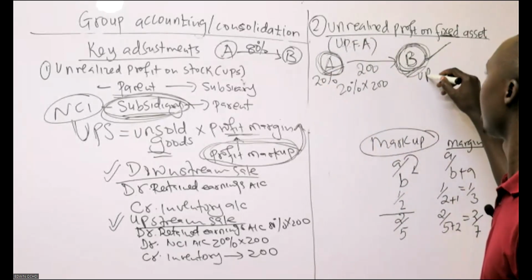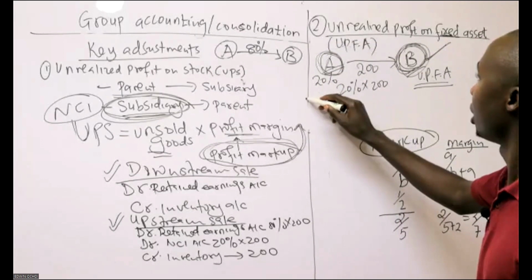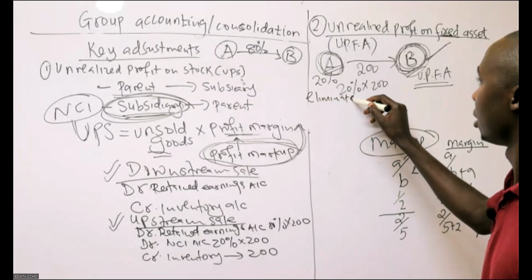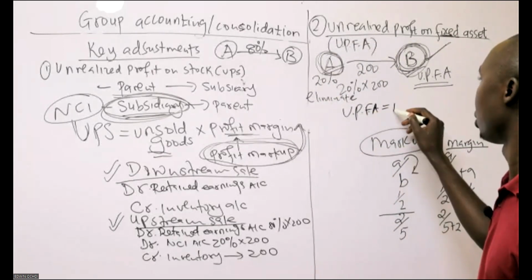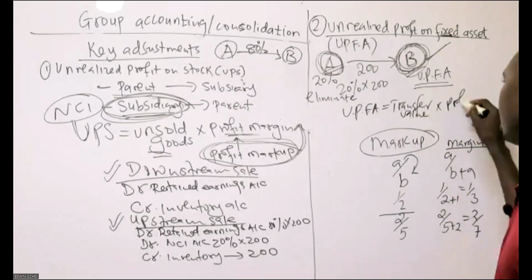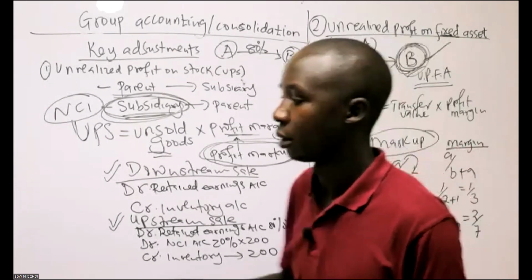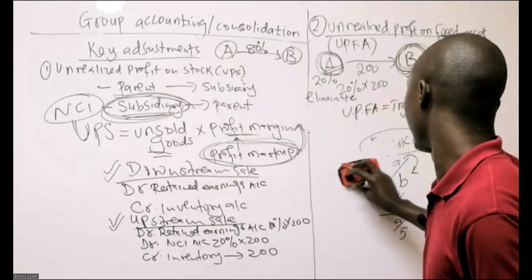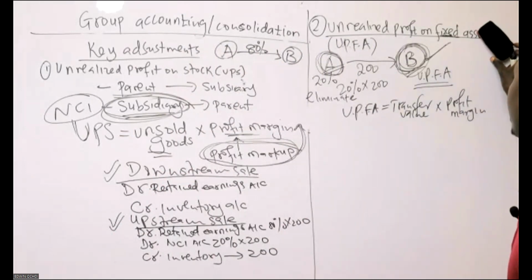That is why we need to check the unrealized profit on fixed asset here, so that we do what? We eliminate in A. So how do you determine the unrealized profit on fixed asset? It's all about the transfer value times profit margin. Transfer value of the asset, you multiply with the profit margin. That means that if you are given a markup, you do what? You change it to a margin. If you are given a markup, you change it to margin.